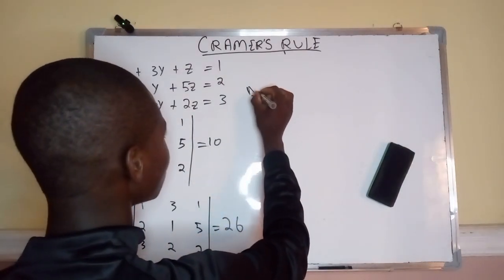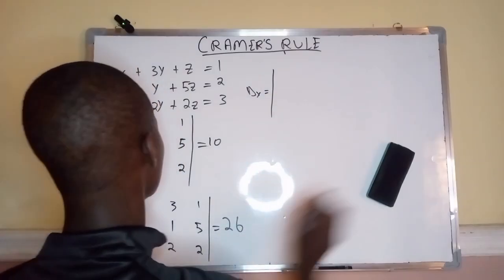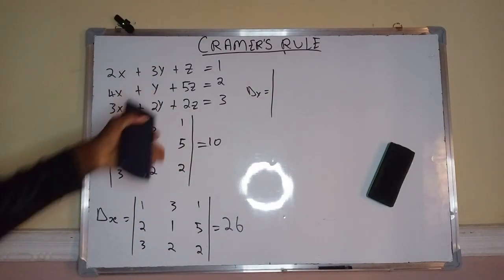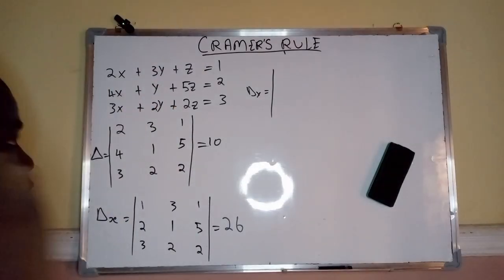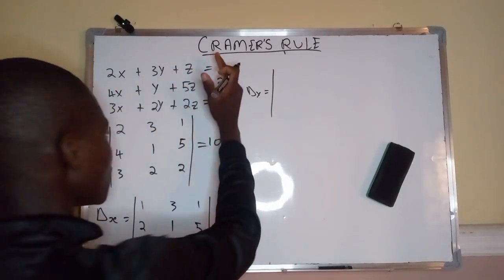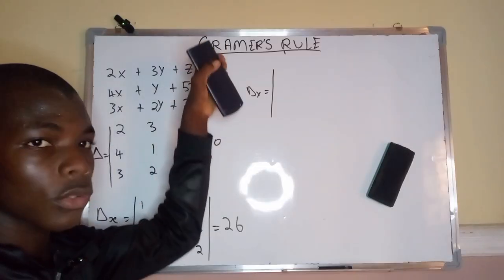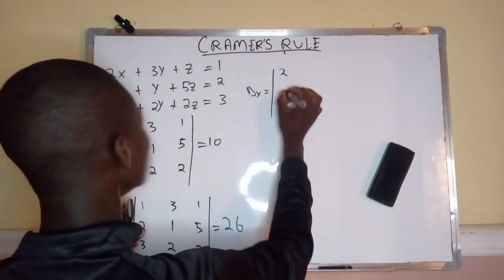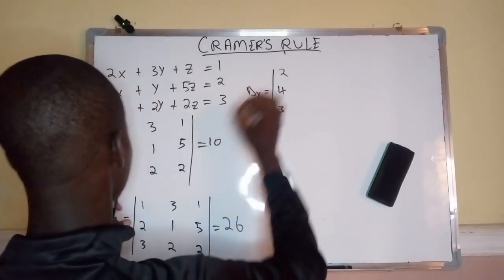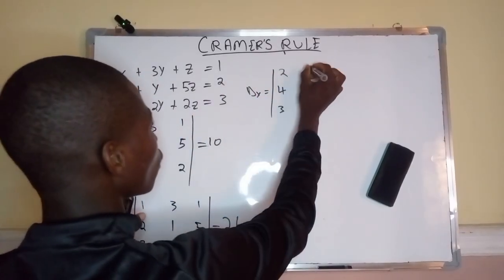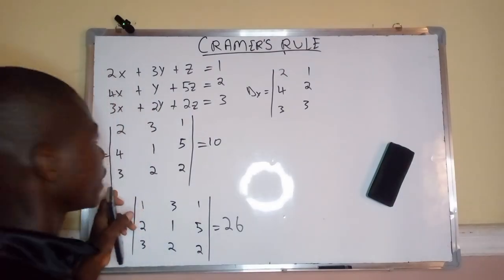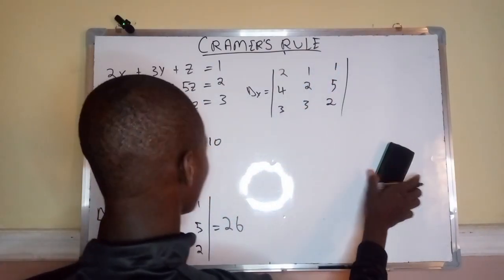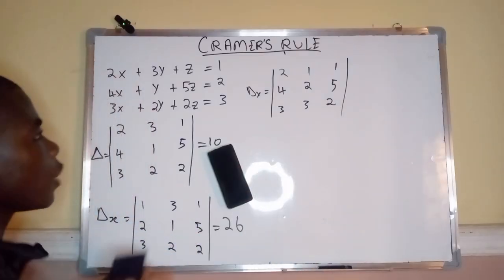So now let's see the determinant of y. To find the determinant of y, I will look at the column that consists of the y coefficients, remove the values of the coefficients of y, and insert the 1, 2, 3, the equal part that I have. So therefore, I will say 2, 4, 3, and then 1, 2, 3, and then 5, 1, 5, and 2.